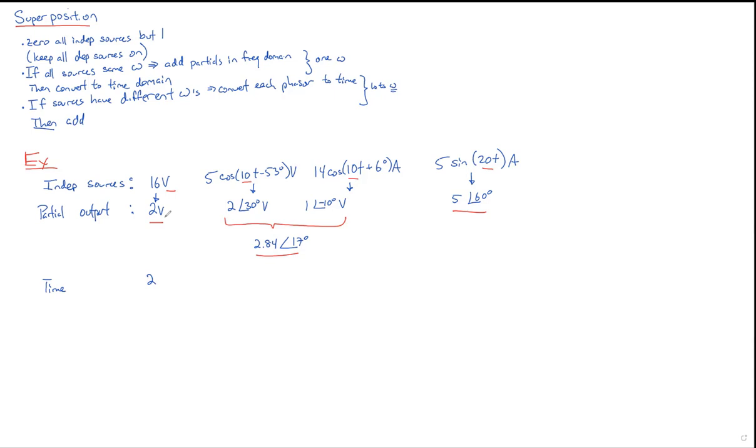2 volts at an omega of 0 is just 2 volts. This at an omega of 10 looks like this. And this at an omega of 20 looks like this. And now we just add them all together in the time domain to find our desired full output.